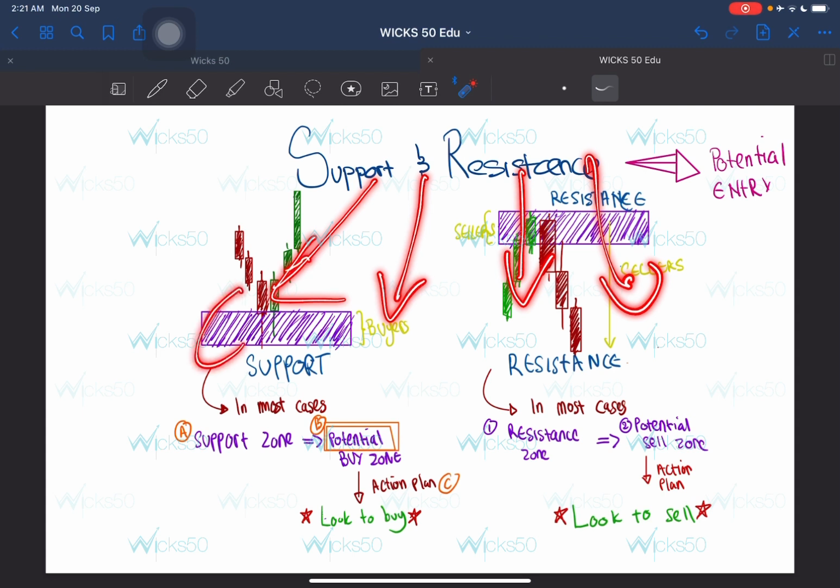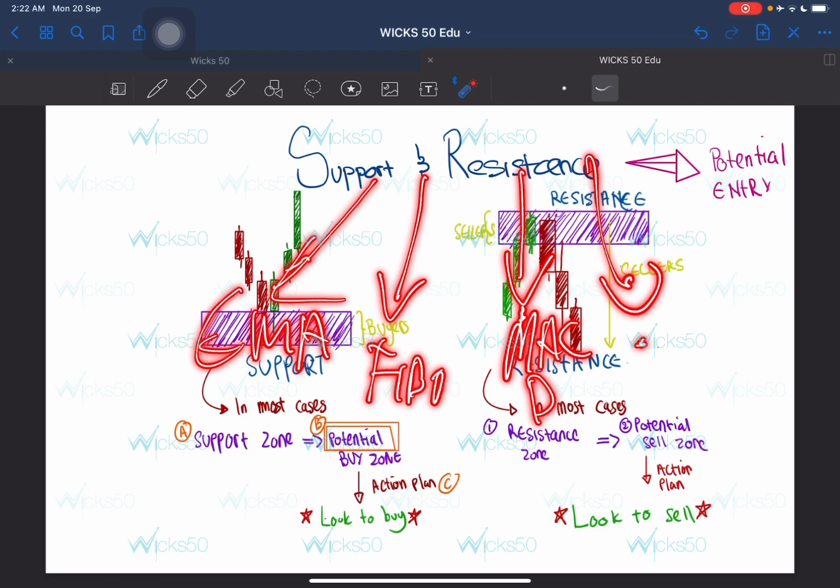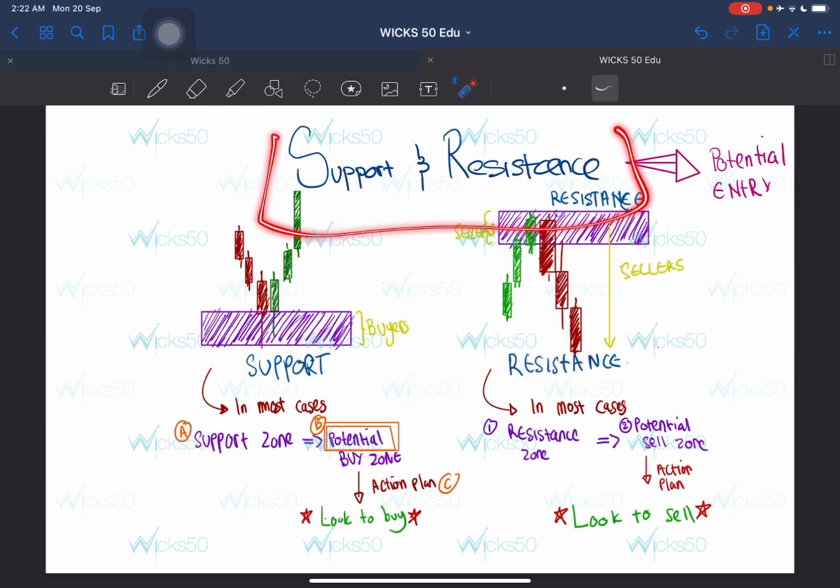You want to talk about EMA, you want to talk about FIBO, you want to talk about MACD, you want to talk about engulfing. All this is a branch of support and resistance. So therefore, it is important for you to be focusing on this particular topic, because I feel like when you understand this well, you can be moving very quick in the world of Forex.